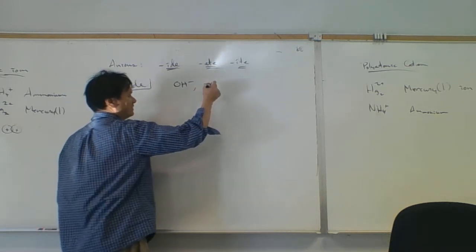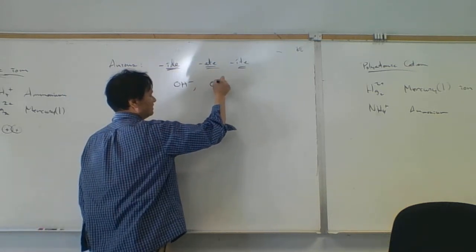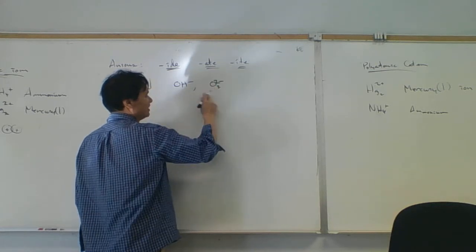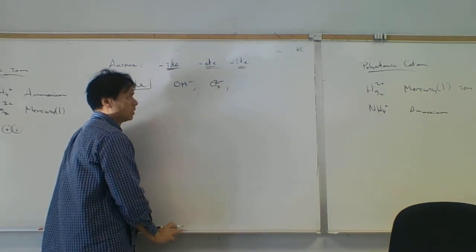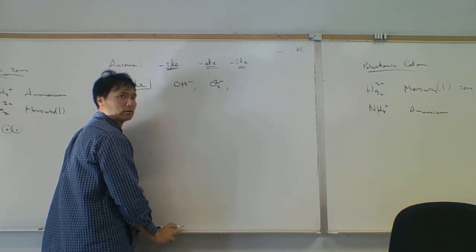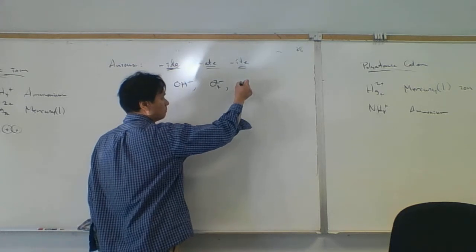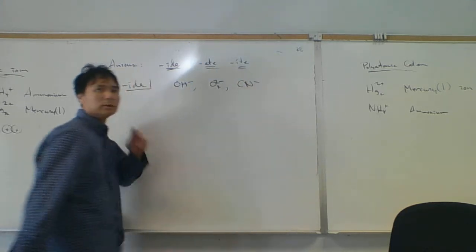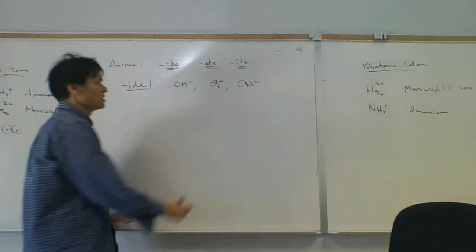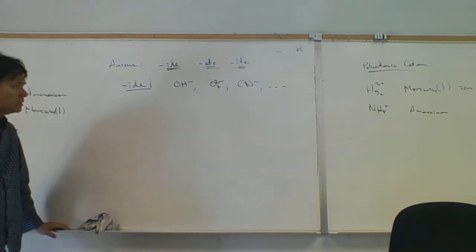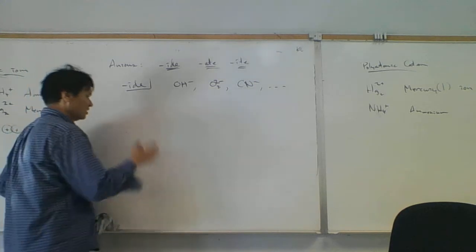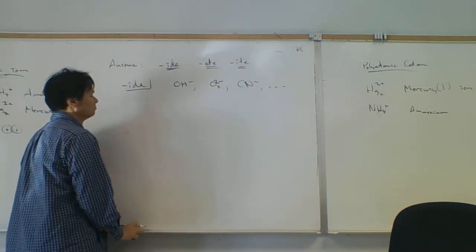Hydroxide. This one? O2 2 minus. This one is peroxide. CN minus is cyanide. So we could have more. So those are the ides. This is just raw memorization. I'm just going to memorize it.